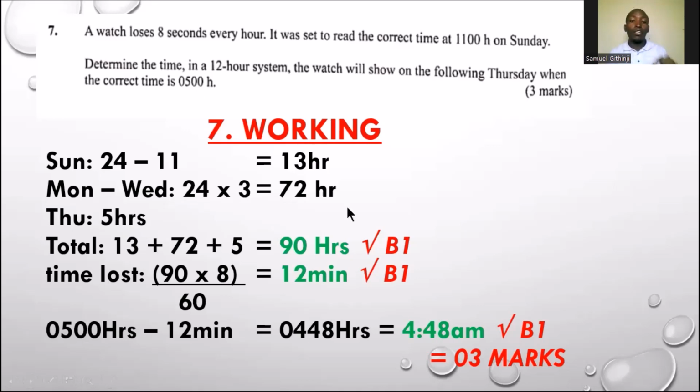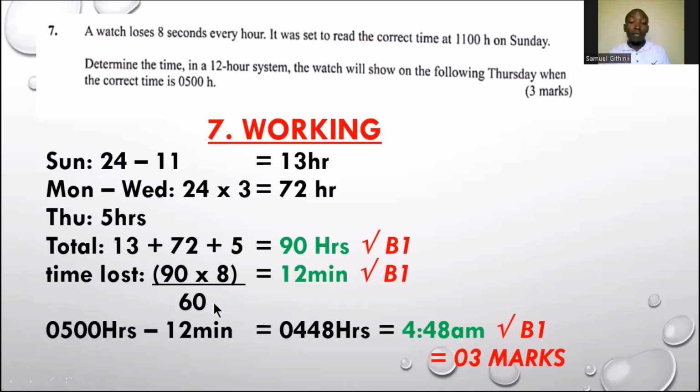That is 5 hours. Total number of hours between the time the clock was set correctly to the new time that we are considering here, it is 90 hours. That is the first mark, my student. Now, if within 1 hour the clock loses 8 seconds, it means within 90 hours it will lose 90 multiplied by 8 divided by 60, just to convert the seconds to minutes. So this clock for the 90 hours, it will lose 12 minutes.